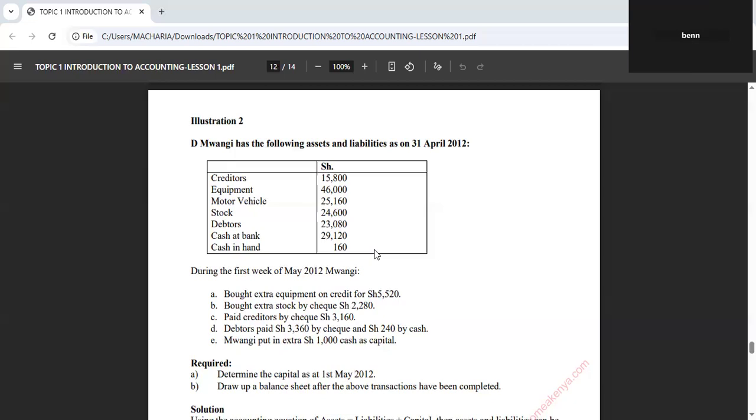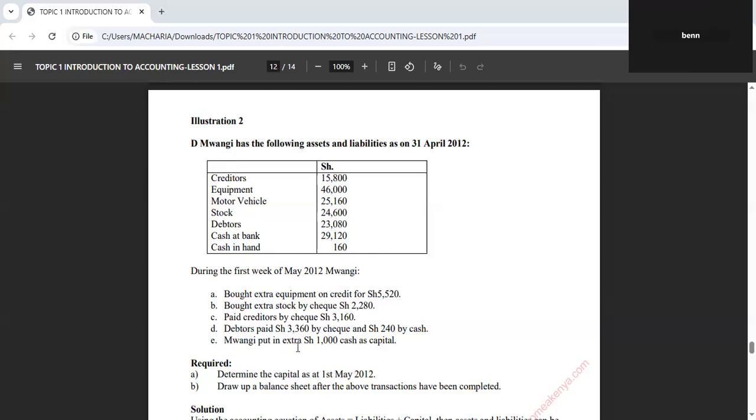The opposite side of the equation, assets and liabilities, both are going to decrease. Debtors paid 3,360 by check. Debtors will decrease, bank will increase. And 240 by cash. Debtors will decrease and cash will increase. Yeah, that is the treatment. Debtors reduce by 240, cash increases by 240.